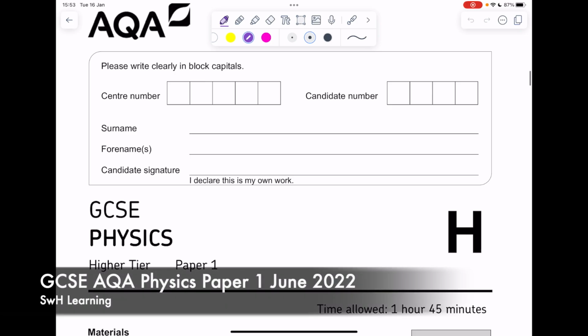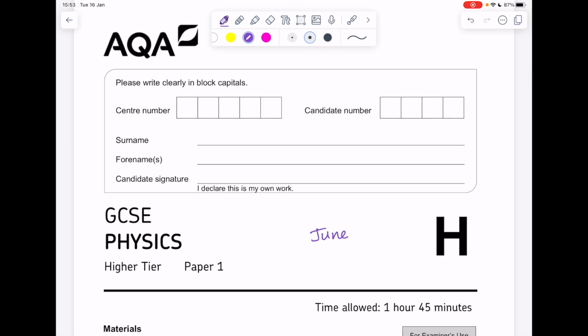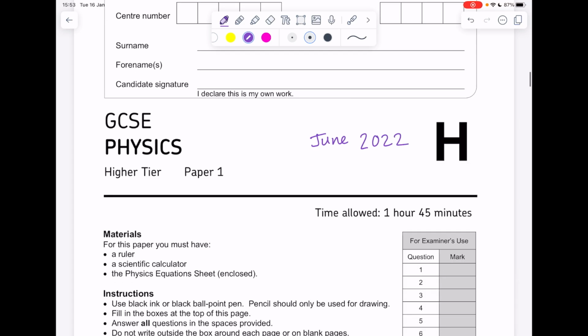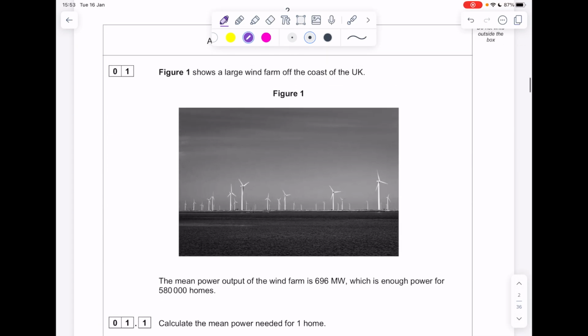Today I'm answering this AQA GCSE Physics Paper 1P from June 22. Question 1. Figure 1 shows a large wind farm off the UK coast.